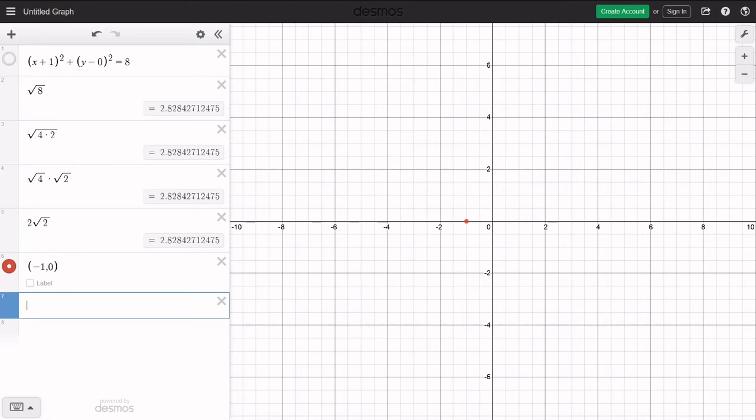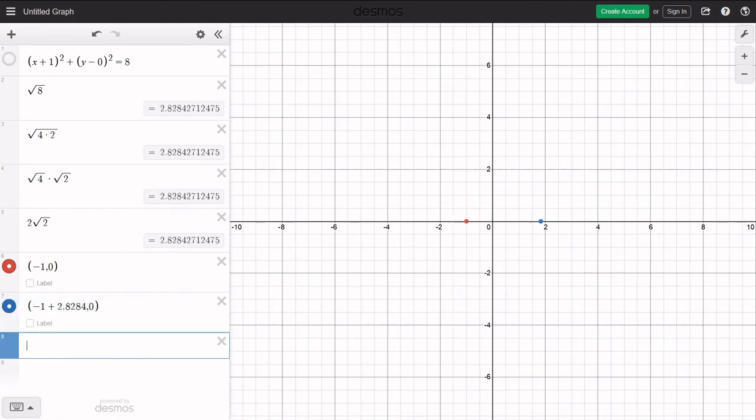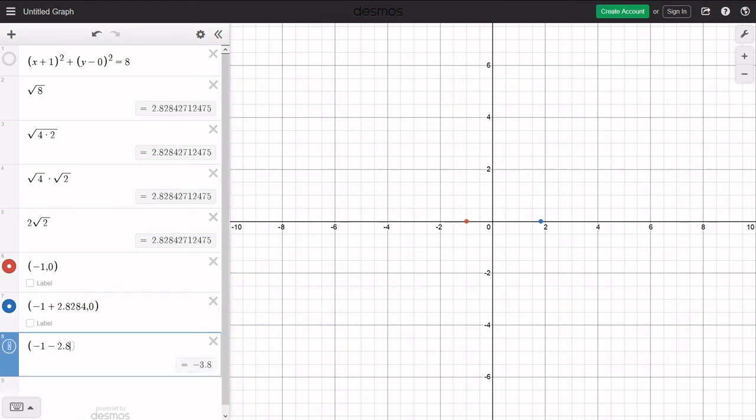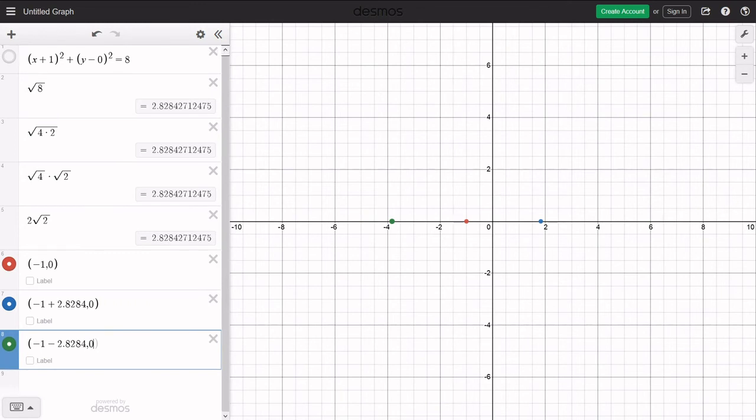We could find the endpoints by just saying -1 plus 2.8284, 0. The blue point there should be on the circle. Could do -1 minus 2.8284, 0. The green point should also be on the circle. And then you could, of course, add and subtract the top and bottom. But to actually graph the circle, we just plot it. And there we go. You see the blue and the green are both on the circle, and that red dot does indeed look like the center.